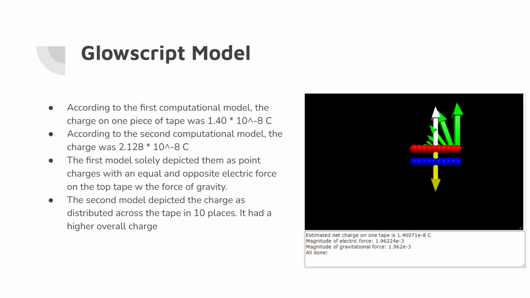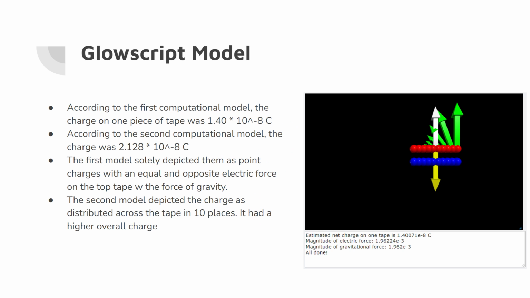In the glow strip model, the first computational model depicted that each piece of tape was just a point charge, and that the electric force was at the center and the gravitational force was also at the center, and that they equally repelled each other. Using that, the charge was found to be 1.4 times 10 to the negative 8 coulombs for each piece of tape. The second computational model distributed the charge across the piece of tape in 10 equivalent points.